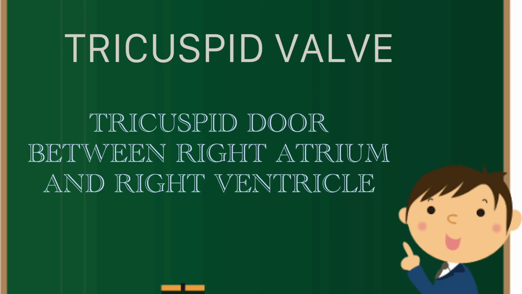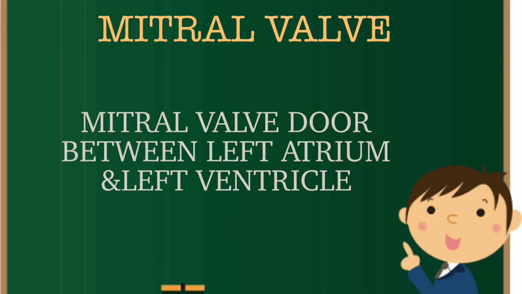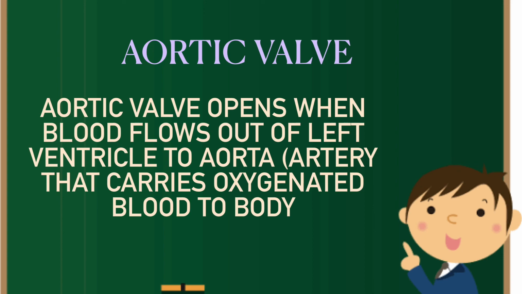Tricuspid valve. The door between the right atrium and right ventricle. Pulmonary valve. The pulmonary valve opens when blood flows from the ventricle to the pulmonary artery. The only artery that carries deoxygenated blood to the lungs. Mitral valve. The door between the left atrium and left ventricle. Aortic valve. The aortic valve opens when blood flows out of the left ventricle to the aorta, the artery that carries oxygenated blood to the body.